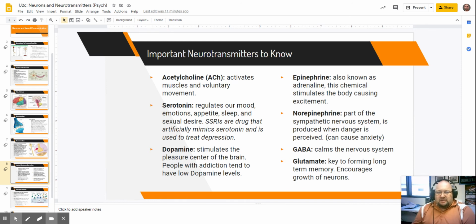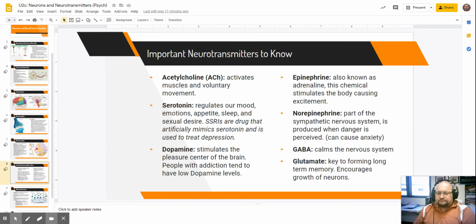GABA is what calms the nervous system down. So after we have an epinephrine attack where our body's physically responding to some sort of threat, or a norepinephrine response, which is the physical response to stress, GABA is what calms us down. The way to improve GABA is through exercise, eating right, healthy meals, not junk food, and getting enough sleep. And our body will produce this neurotransmitter that will allow us to relax and slow down our nervous system.